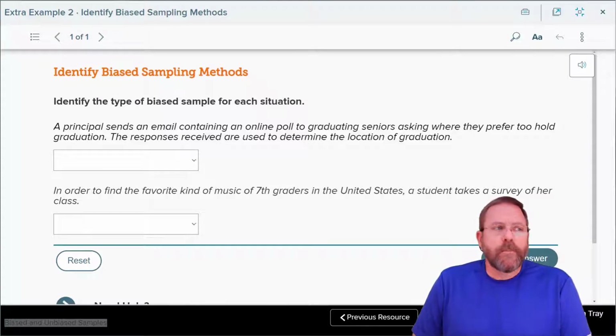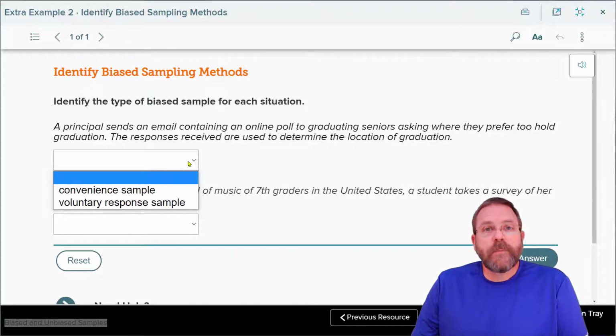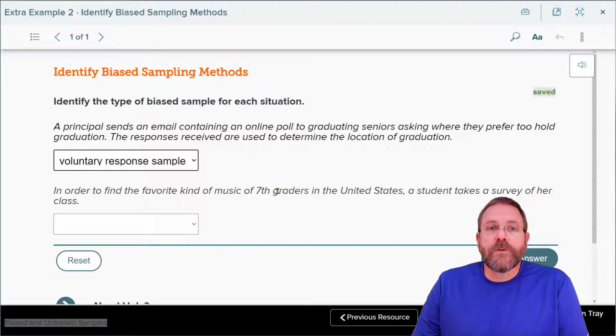Now you take a minute, pause the video, and work extra example 2 on your own. The principal sends an email containing an online poll to graduating seniors, asking where they prefer to hold their graduation. The responses received are used to determine the location of the graduation. How is this going to be biased? It's going to be biased because it's voluntary response. The students can choose whether they respond or not, and quite frankly, most seniors are going to say, yeah, I'm not wasting my time on that.